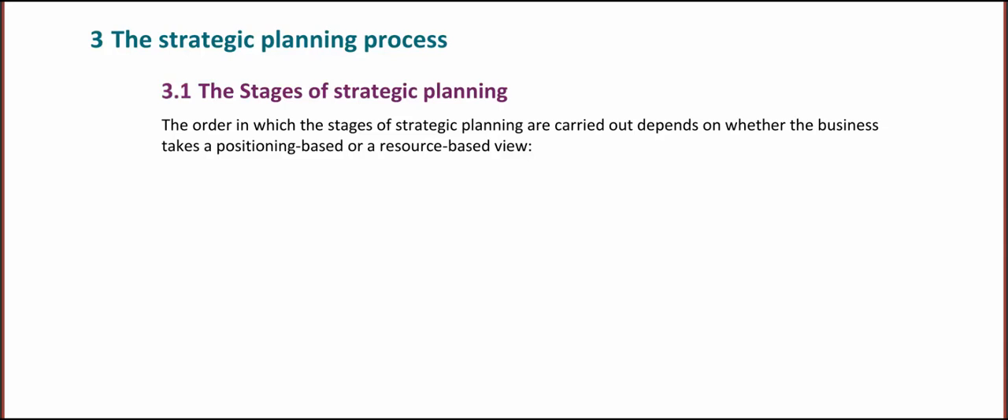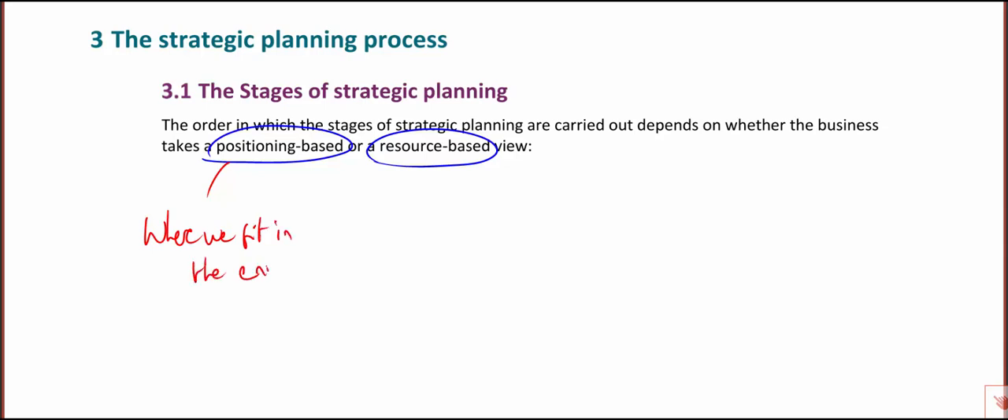So really important that we get this right, because if we get it wrong, a couple of years down the line, we'll realize that actually we've made a mistake, and then we have to start this process over again, most likely from a worse position to start with. Now, the order in which you carry out this planning really depends on whether you take what we call a positioning-based approach or a resource-based approach. The positioning-based approach is based on where we fit in our market, or where we fit in the environment.